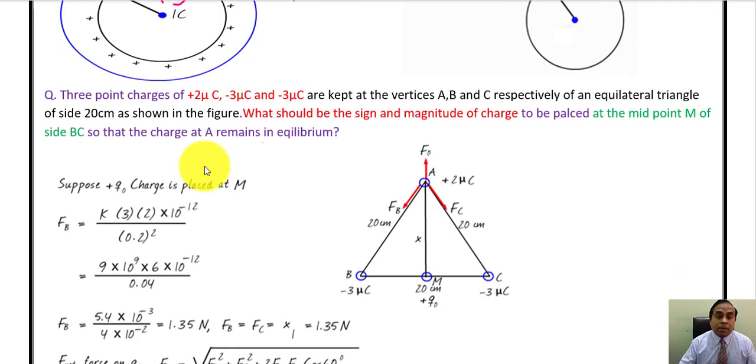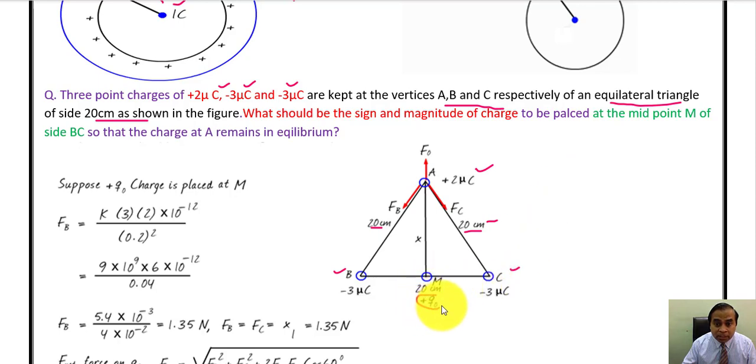Next question. 3-point charges plus 2 microcoulomb, minus 3 microcoulomb and minus 3 microcoulomb are kept at the vertices ABC respectively of an equilateral triangle of side length 20 centimeter as shown in the figure. Look, it is 2 microcoulomb plus 2 microcoulomb minus 3 microcoulomb minus 3 microcoulomb. They are placed at the vertices of an equilateral triangle having side length equal to 20 centimeter. What should be the sign and magnitude of the charge to be placed at the midpoint?